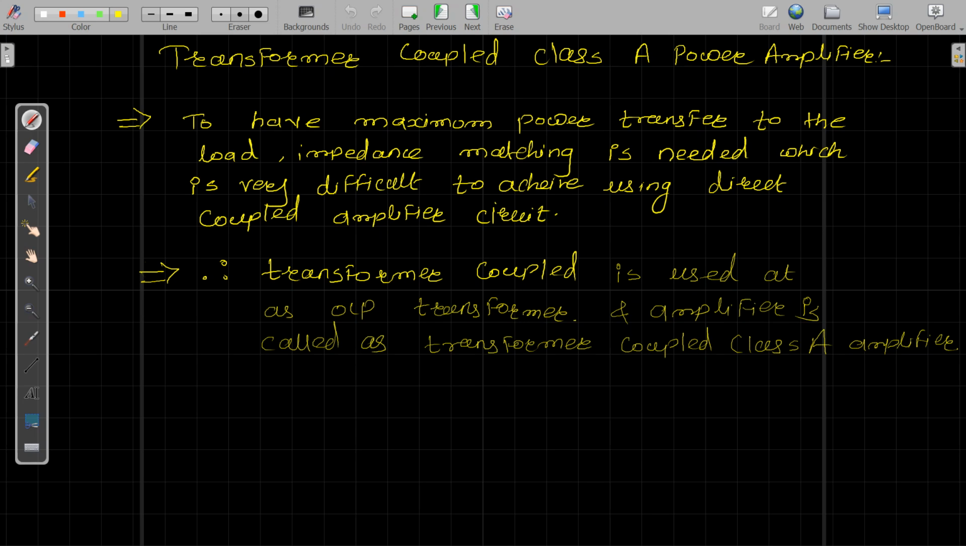No impedance matching is possible over there, and that problem can be overcome using this transformer coupled class A power amplifier. As we are connecting this transformer to deliver the power to the load, we are going to call it a transformer coupled class A power amplifier. To understand its operation, let us revise the basics about the transformer first. Then we can get into the transformer coupled class A power amplifier.